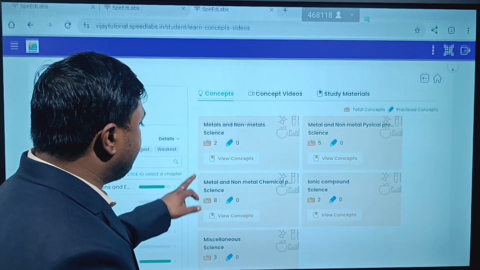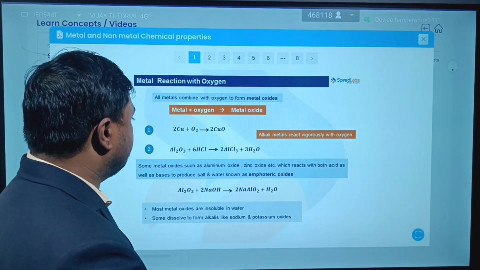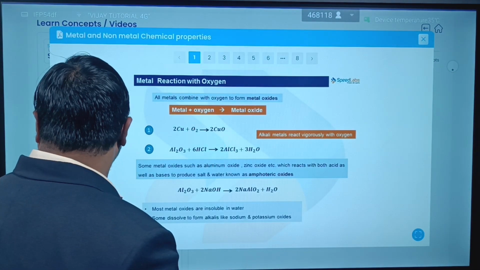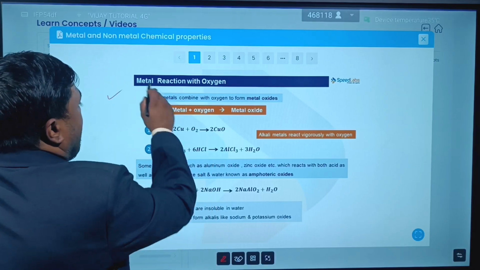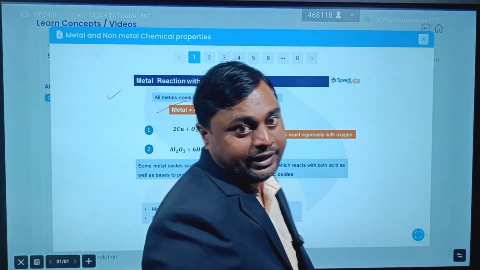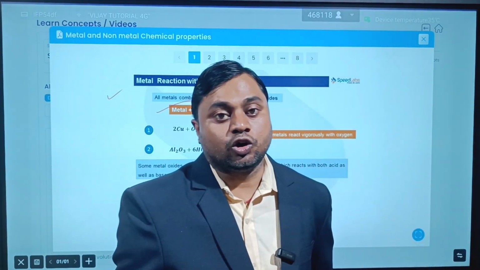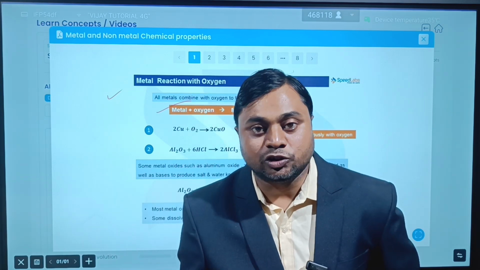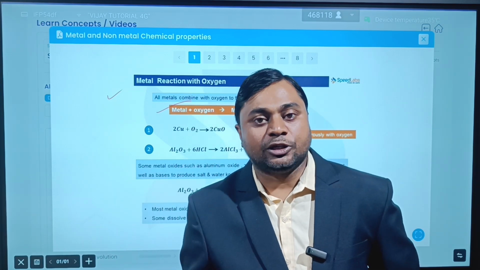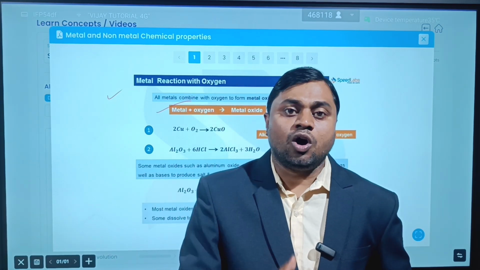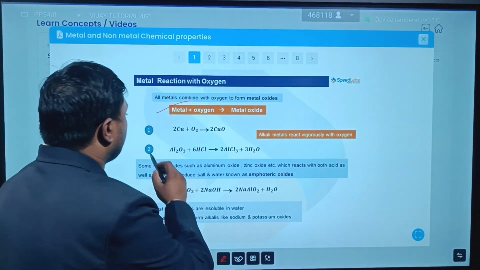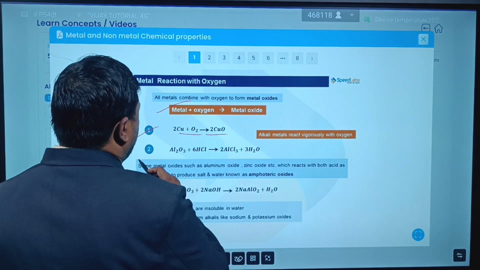Now we'll see the chemical properties of metals. Generally, metals react with oxygen and give metal oxide. For example, potassium plus oxygen gives potassium oxide, sodium plus oxygen gives sodium oxide, magnesium plus oxygen gives magnesium oxide, copper plus oxygen gives copper oxide. Aluminum.